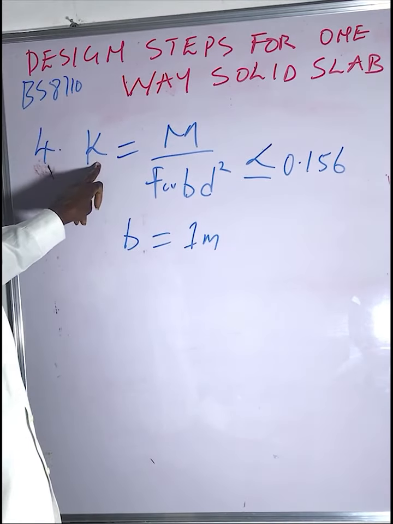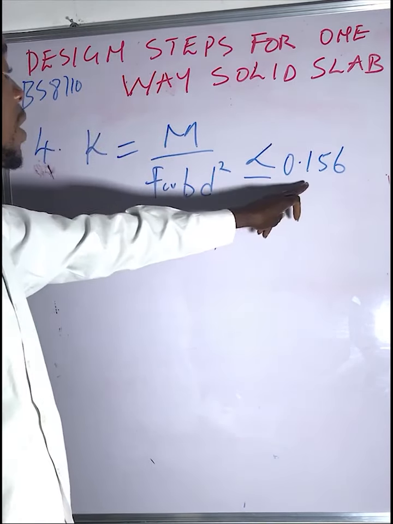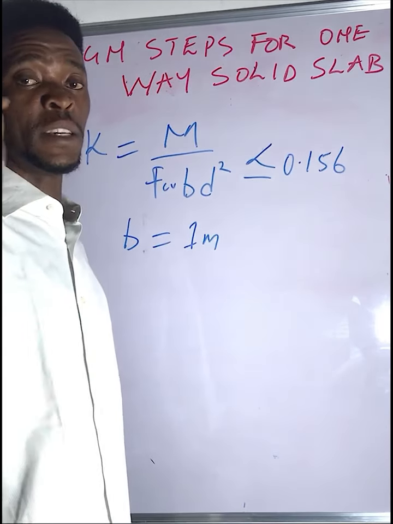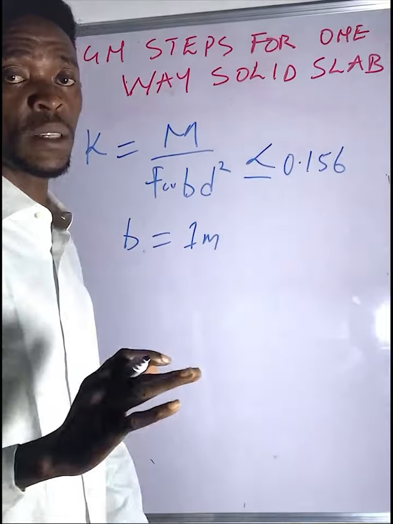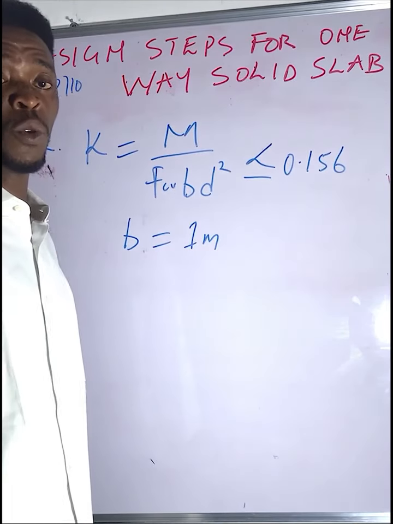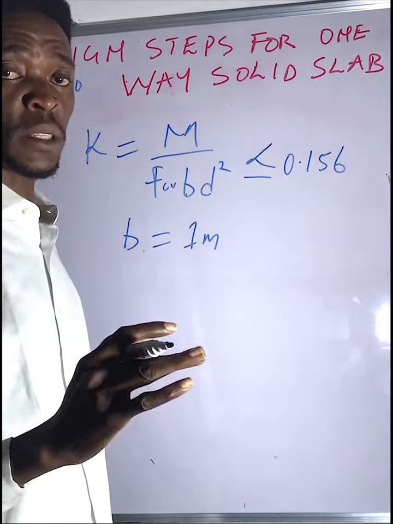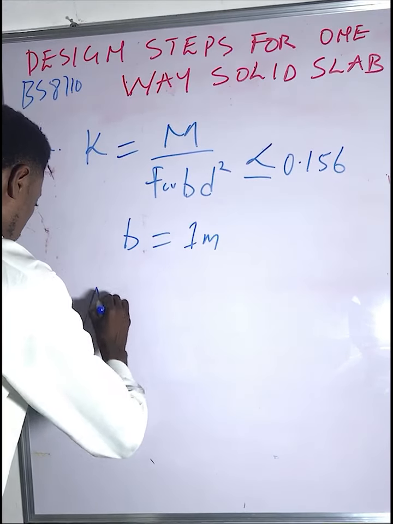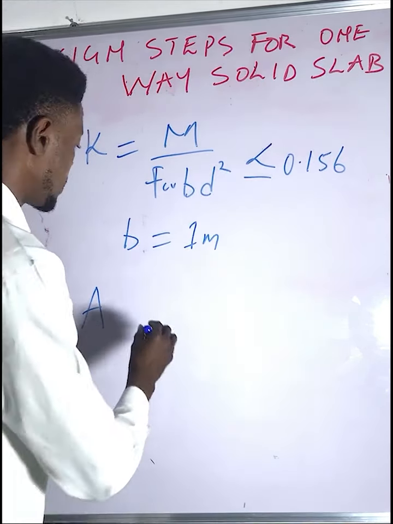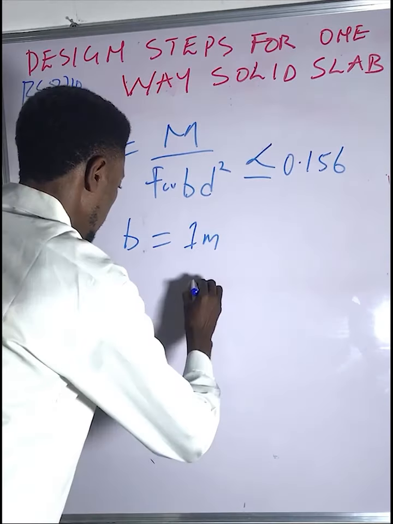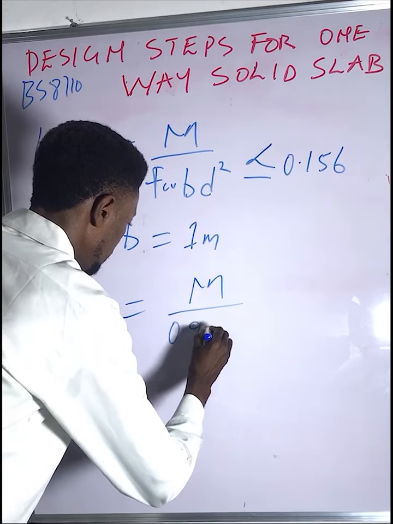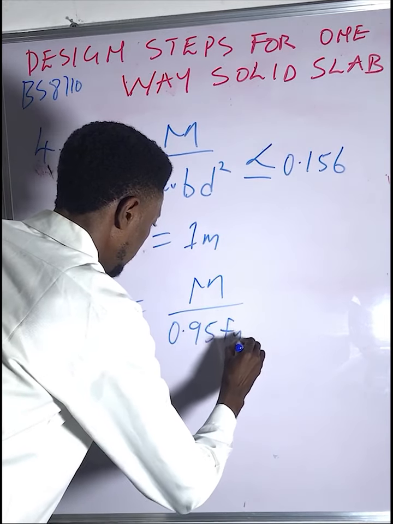Note, if your K is lesser than or equal to 0.156, you design for only tension reinforcement, which is to get the area of tension reinforcement. Your area will be M over 0.95 FYZ.